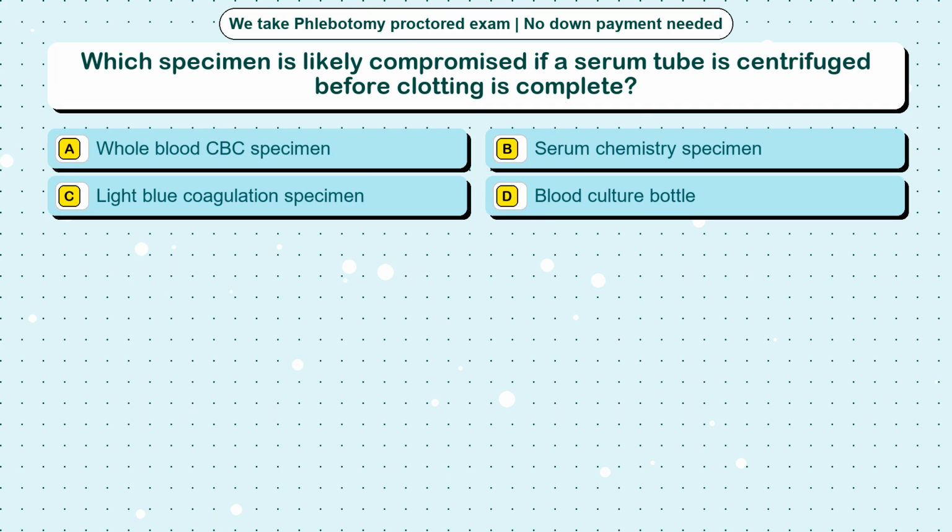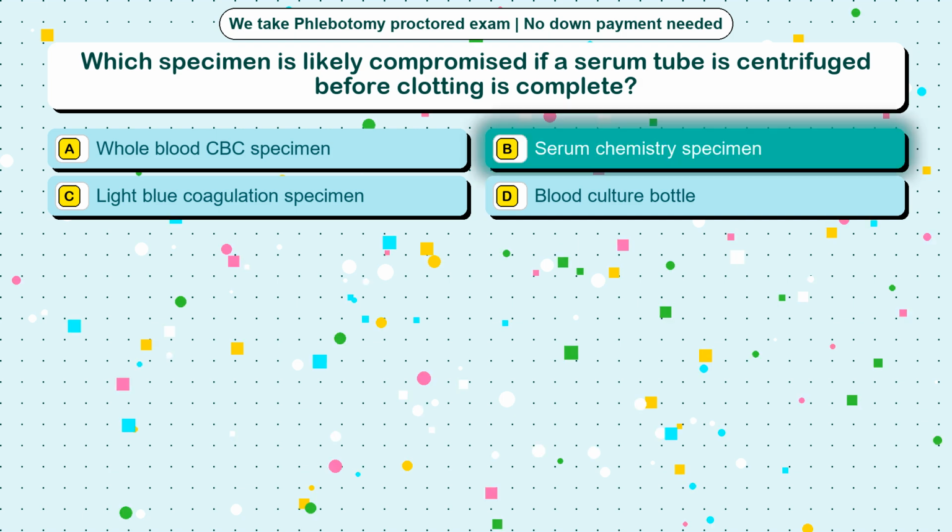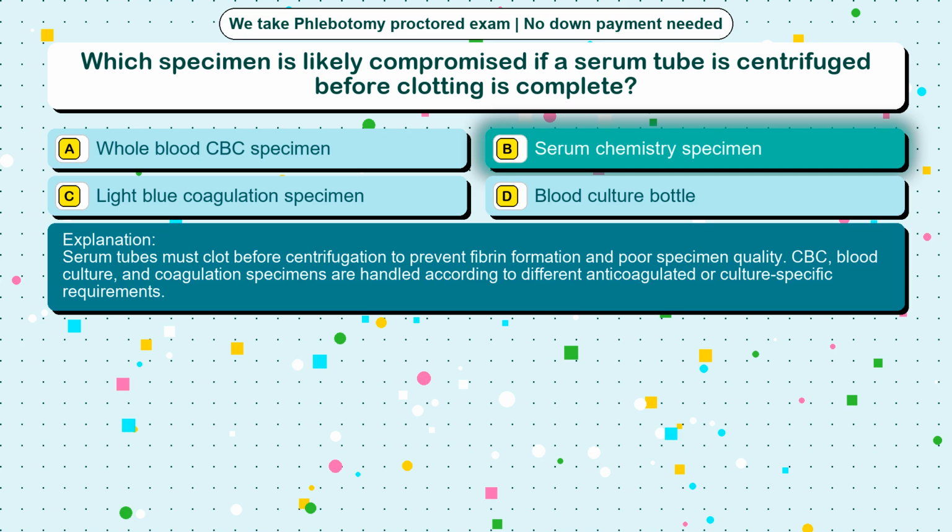Question 97. Which specimen is likely compromised if a serum tube is centrifuged before clotting is complete? Option A. Whole blood CBC specimen. Option B. Serum chemistry specimen. Option C. Light blue coagulation specimen. Option D. A blood culture bottle. The correct answer is option B. Serum chemistry specimen. Serum tubes must clot before centrifugation to prevent fibrin formation and poor specimen quality. CBC, blood culture, and coagulation specimens are handled according to different anticoagulated or culture-specific requirements.